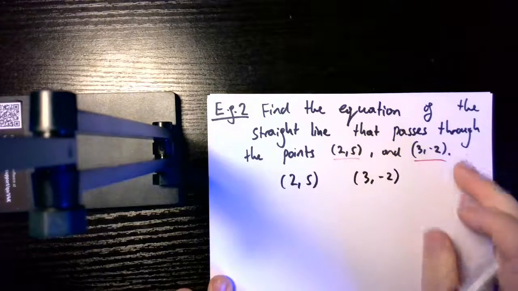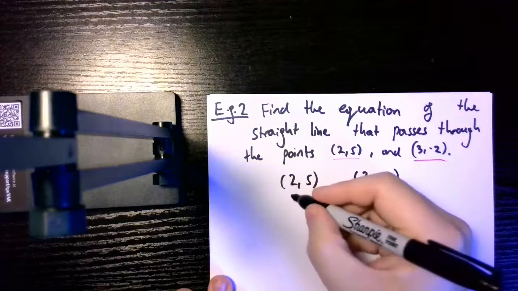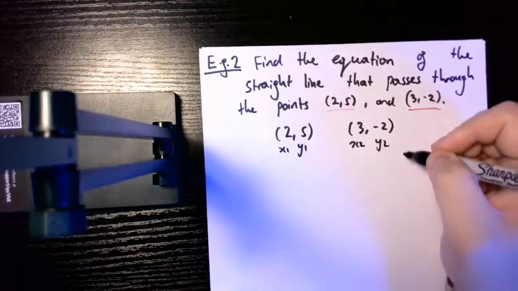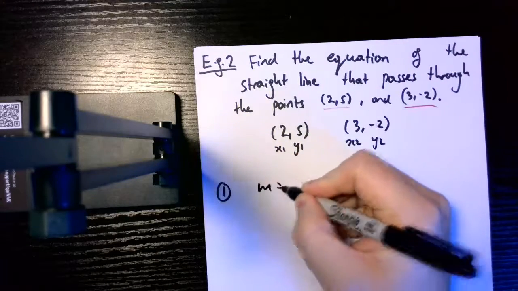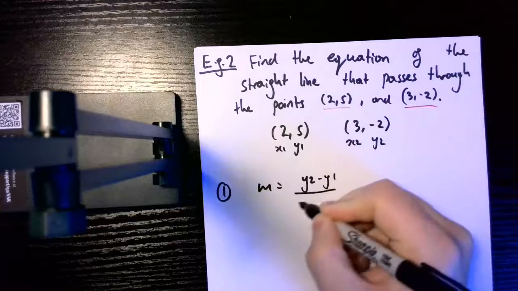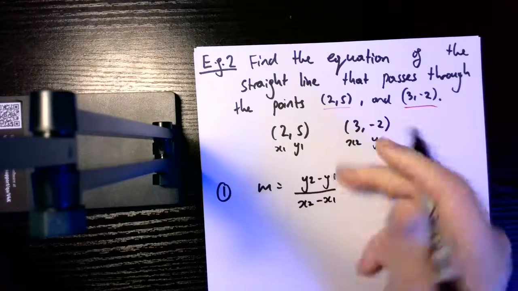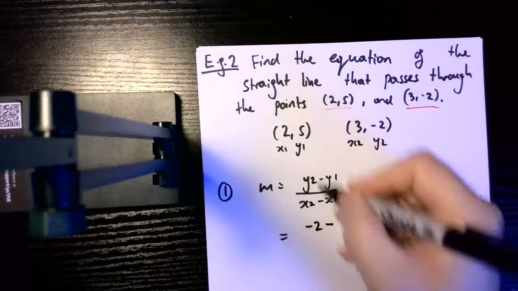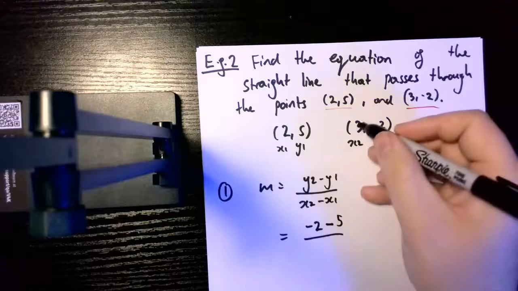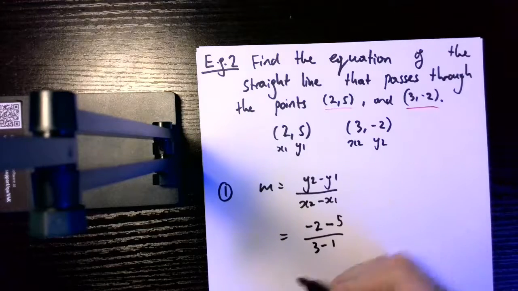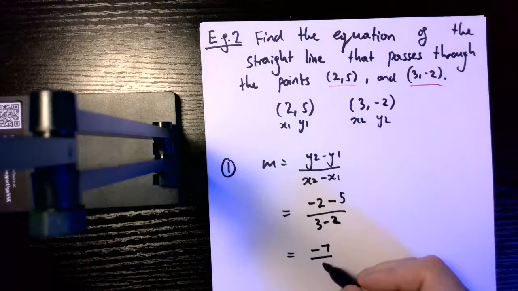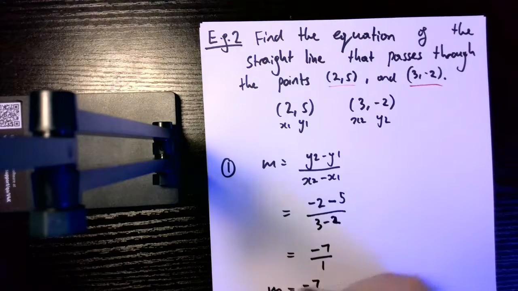We take the points out, and now we start working on them, right? So I like to label them x1, y1, x2, y2. Let's now find the gradient between them. So step 1, m equals y2 minus y1 over x2 minus x1. Again, you can label these either way, it doesn't matter. Okay, so minus 2 minus 5 all over, and now we're going to do x2 minus x1, which is 3 minus 1. Minus 2 minus 5 will give you minus 7 over 3 minus 1, 3 minus 2, my apologies, will give you 1. So your gradient is just minus 7.